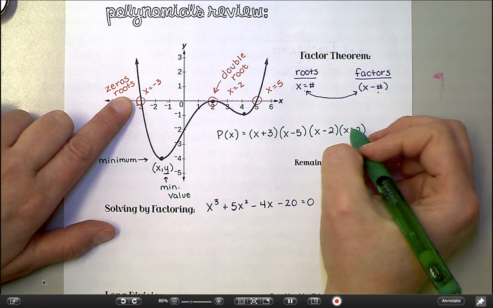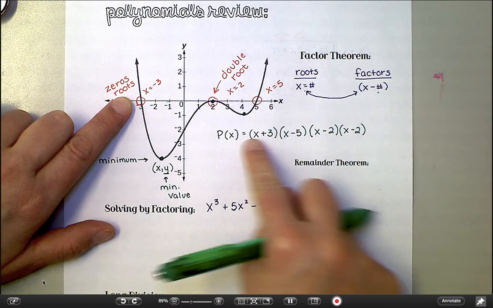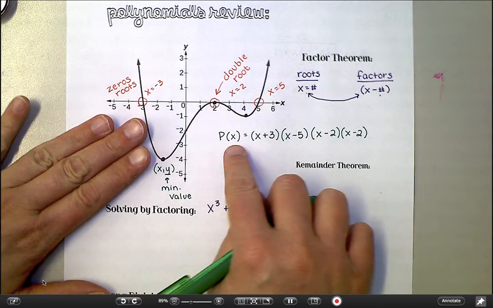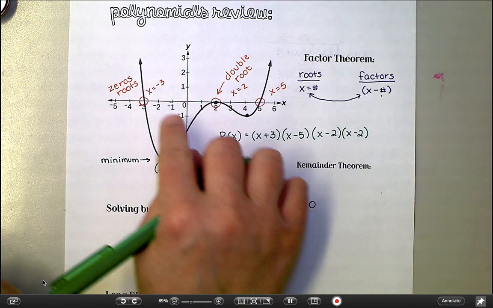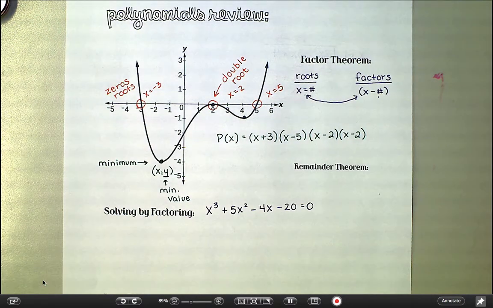Normally we would probably just write this as x minus 2 squared, okay? But that's really what this polynomial would look like. And depending on the problem, you may or may not have to actually multiply this all out, but that's the idea here, that by knowing the roots, you can build the pieces of the polynomial.